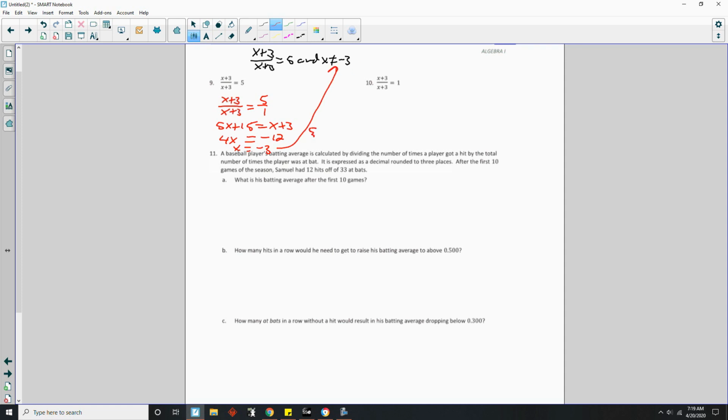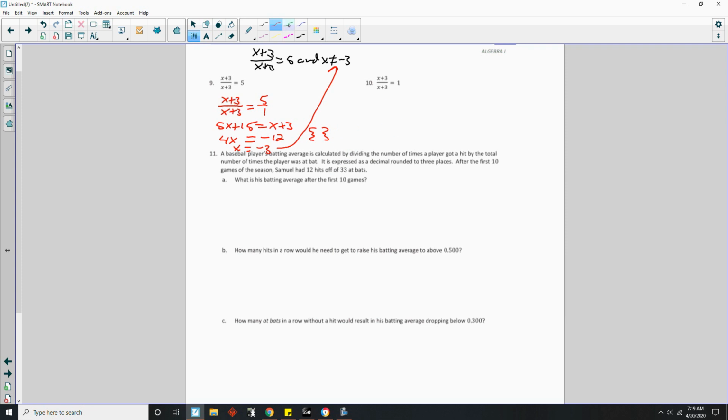Whoops. No solution. The only value that makes this equal to 5 is -3. -3 plus 3 is 0. -3 plus 3 is 0. 0 over 0 does not equal 5. So there is no solution.